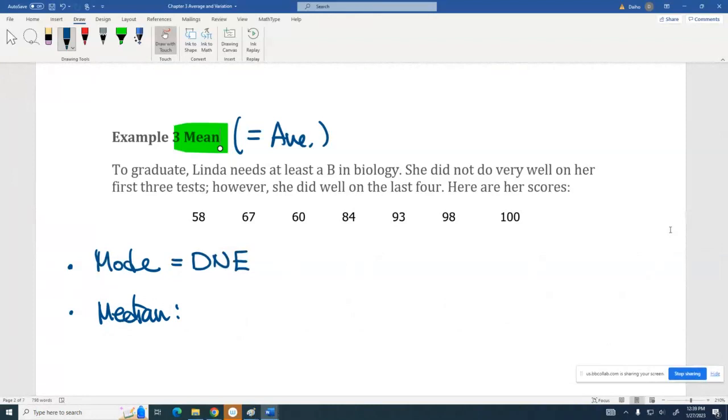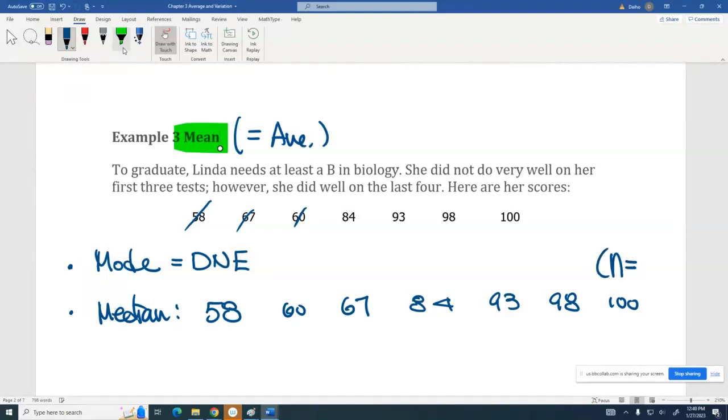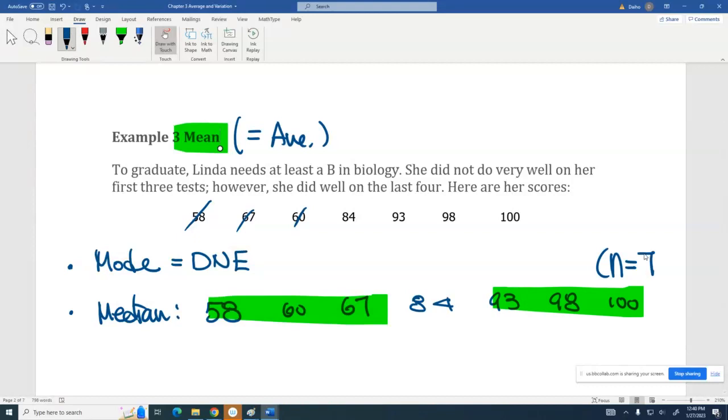Median. Then I have to put them in order, right? 58, 60, 67, 84, 93, 98, 100. How many? 3 here, 3 there. 7, an odd number. Who will be the median then? 84. Thank you. The median.